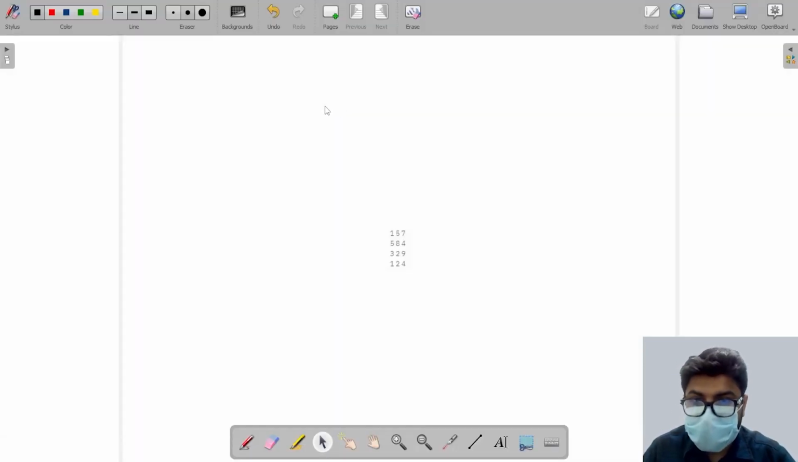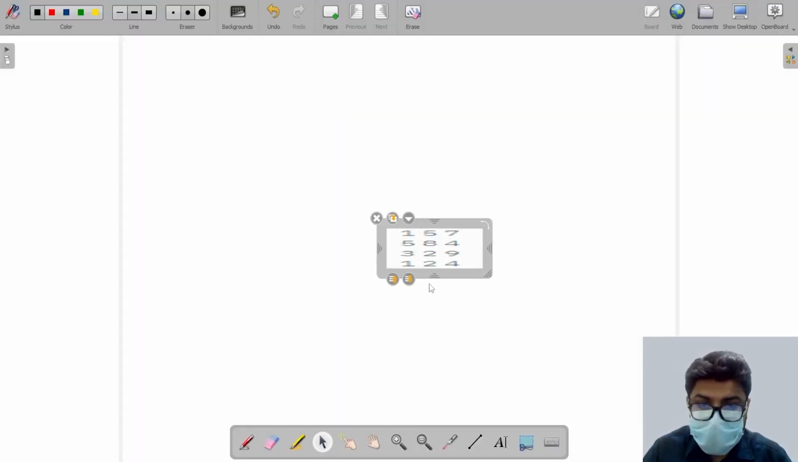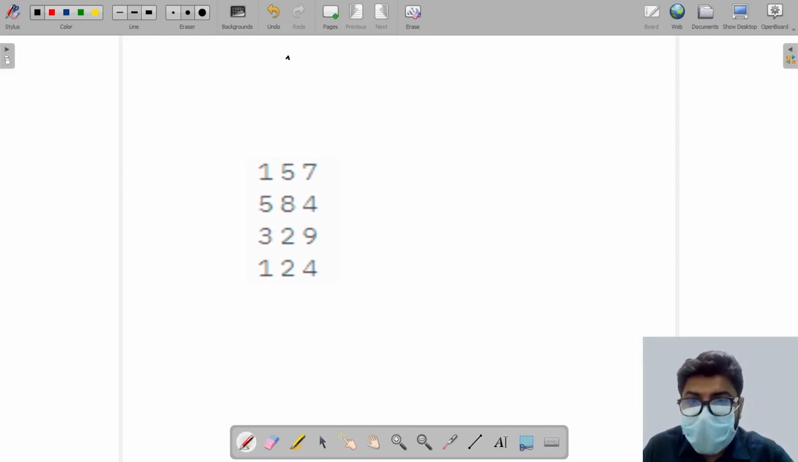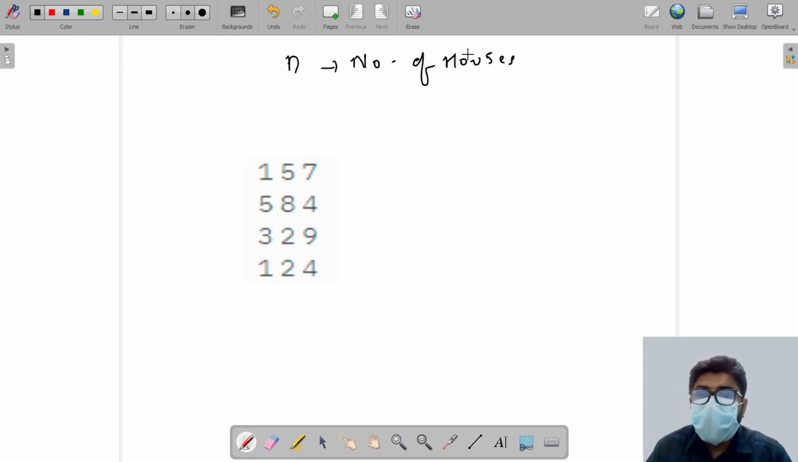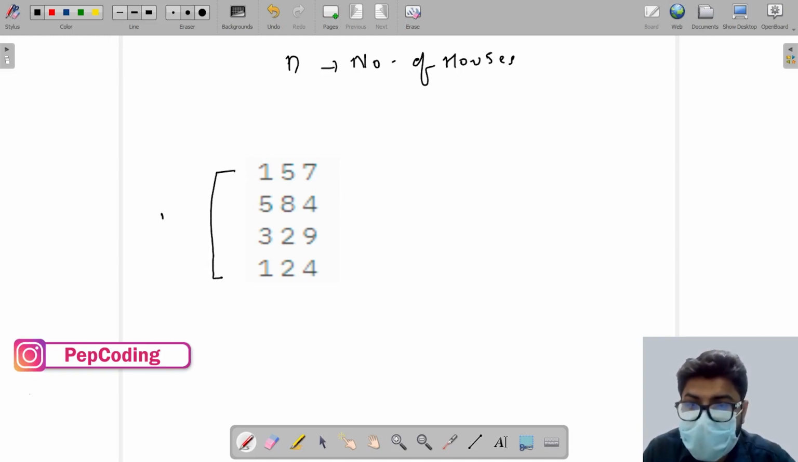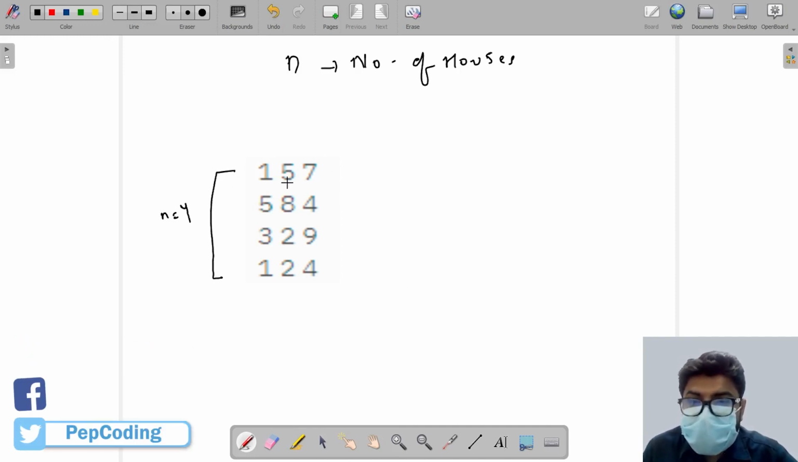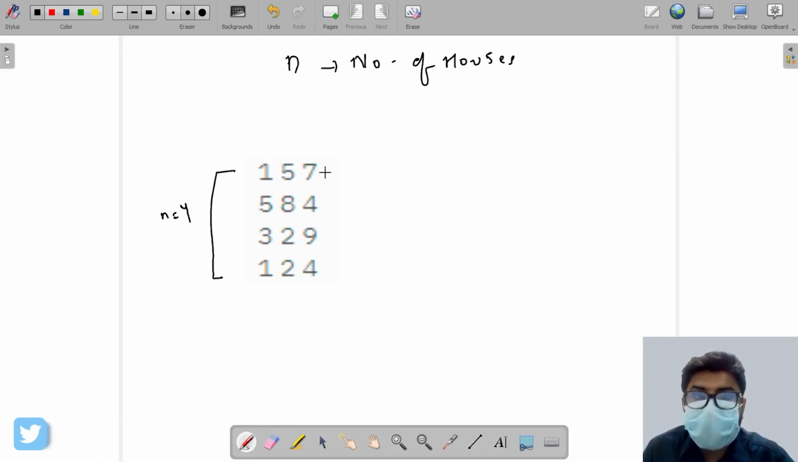The first thing is that we have been given a number n, and this n represents the number of houses. We have also been given a matrix like this for n houses. This is an example for n equal to 4. Every row has 3 columns. What these 3 columns represent, I will discuss in a minute.